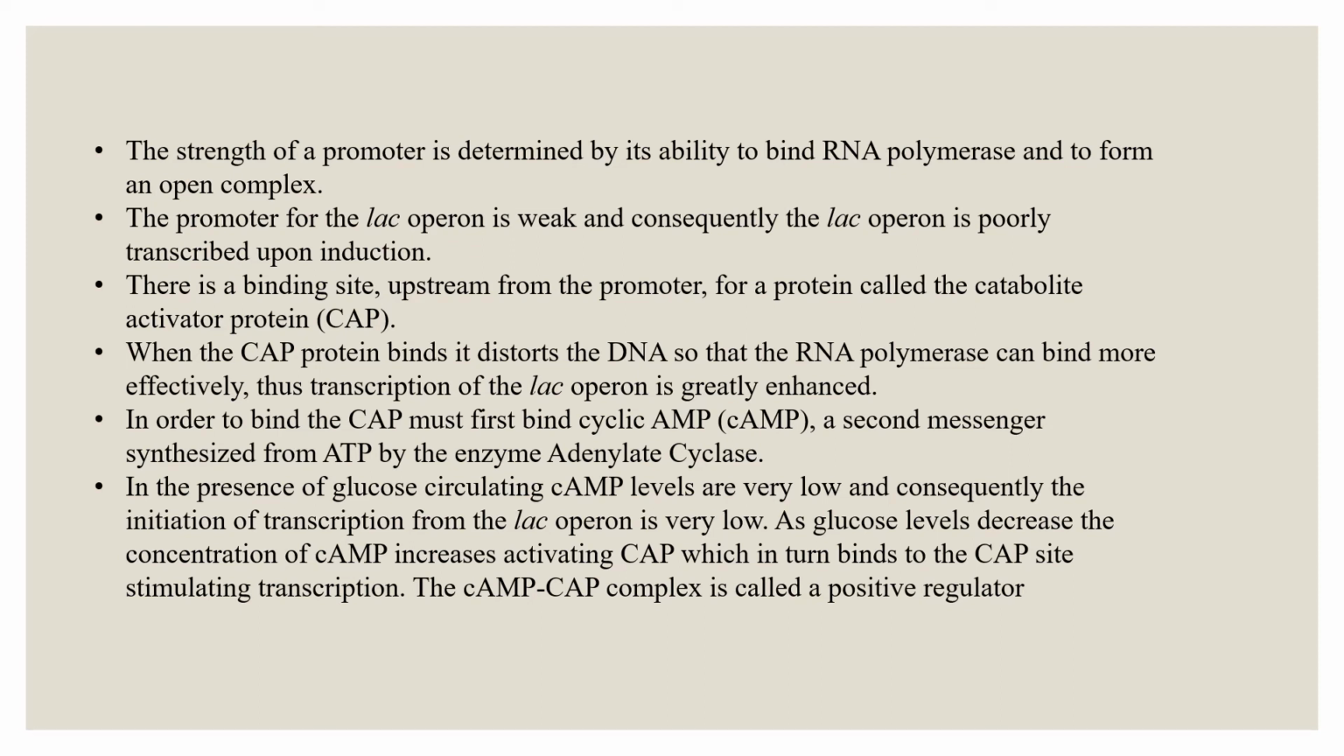first bind to cyclic AMP, which is a secondary messenger synthesized from ATP by the enzyme adenylate cyclase. In the presence of glucose, circulating cyclic AMP levels are very low, and consequently the initiation of transcription from the lac operon is very low. As the glucose level decreases, the concentration of cyclic AMP increases, activating the CAP, which in turn binds to the CAP site, stimulating transcription. The CAP-cyclic AMP complex is called the positive regulator.